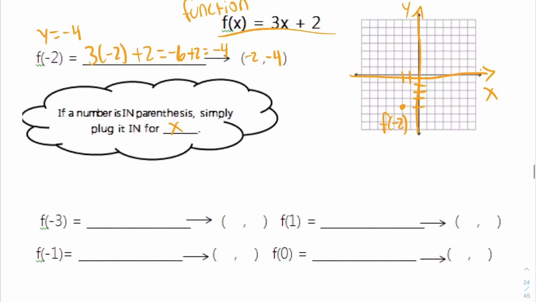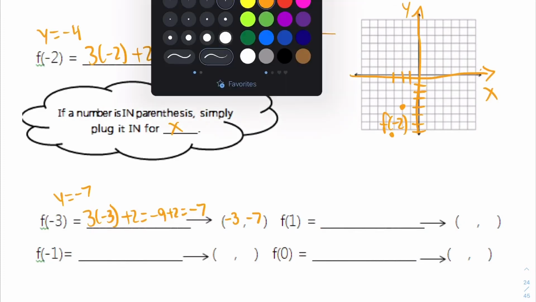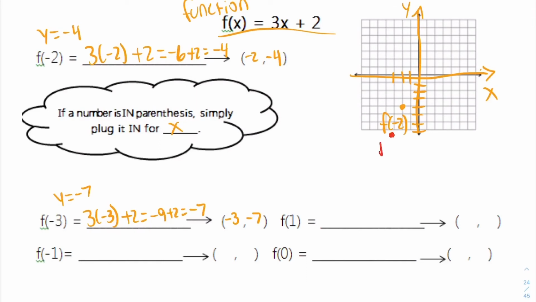Now let's find f of negative 3. That means 3 times negative 3 plus 2, which is negative 9 plus 2, and those two add together to make negative 7. The x is what was in the parentheses. The y is the final answer. Y equals negative 7. Now let's graph this. We need to go 1 more to the left and 3 more down. Here's our new point. I'll use a different color for that one. That's f of negative 3.